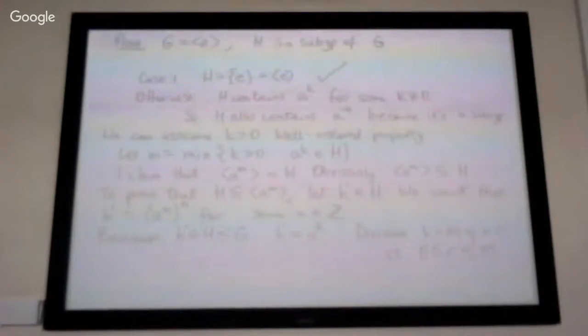What's next? Okay, so then A to the K, using this division, is A to the M Q plus R, which is A to the M to the Q times A to the R.